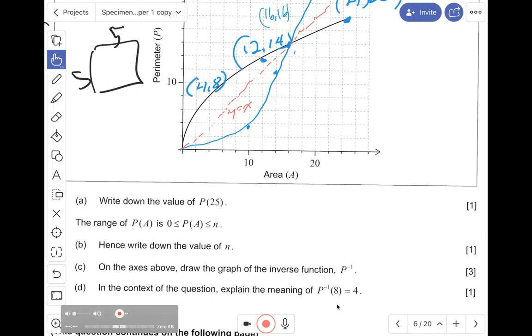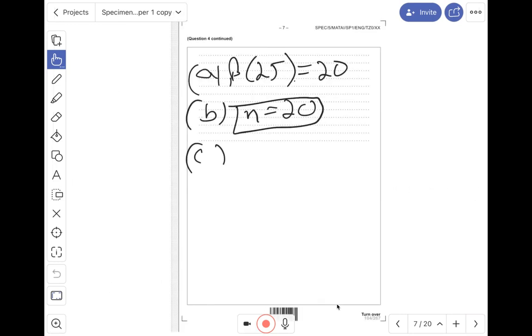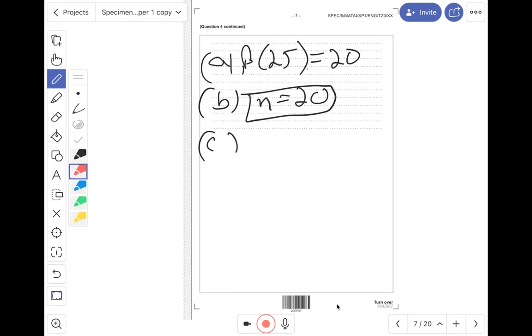So again, we're coming in from the perimeter side of the equation, that the area basically for a perimeter of 8 is 4. Okay, that is what I would write down. That p minus 1 of 8 means the area is 4.